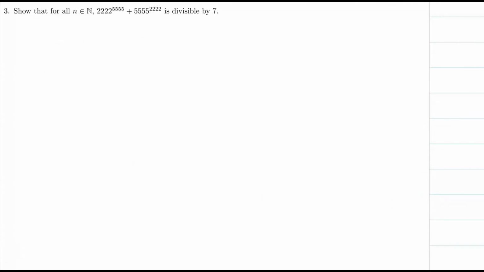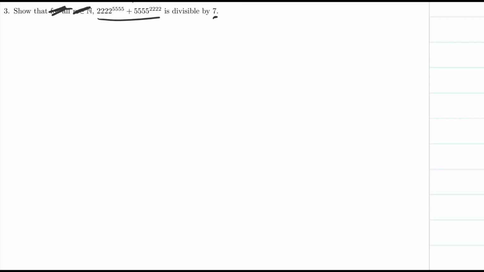Next exercise. So here I have a problem. For all n, show that this number is divisible by 7. That means it's congruent to 0 modulo 7. So how could I do this here? Let's think a little bit about it.